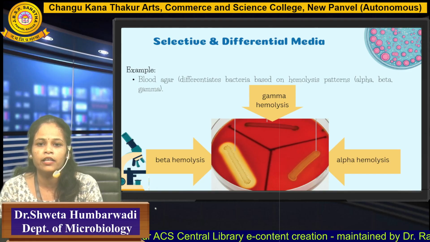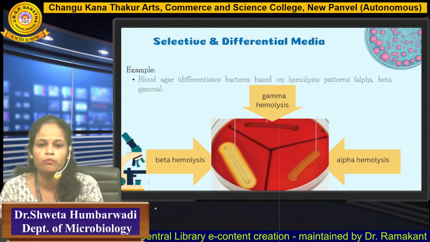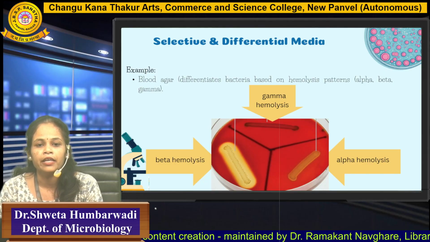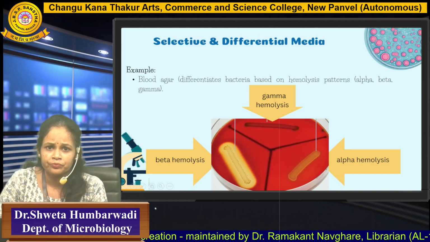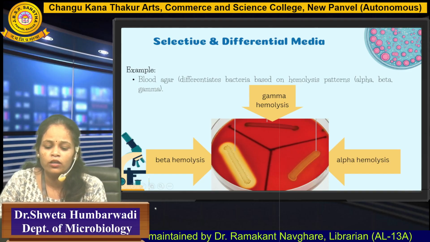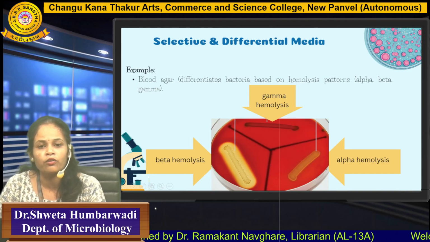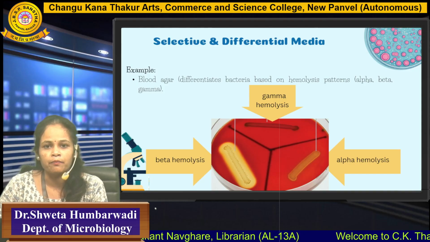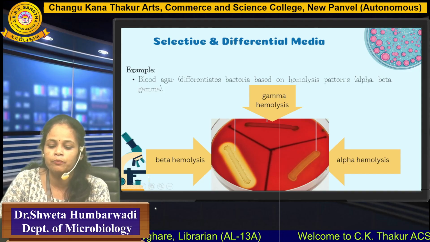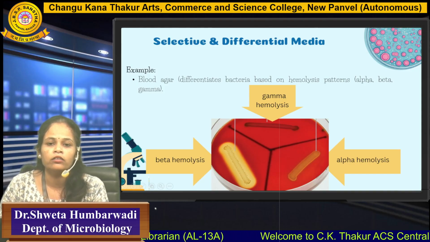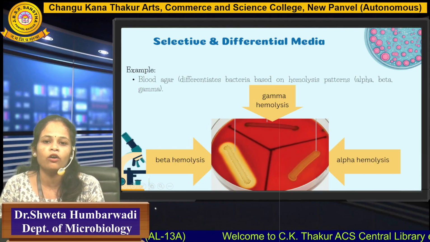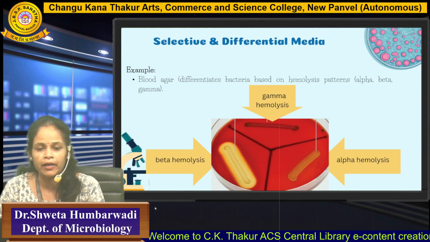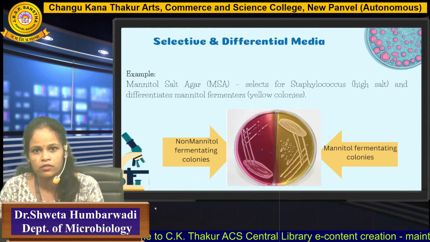In alpha hemolysis, the RBCs are partially broken down and we can observe a greenish zone around the colonies. In beta hemolysis, we can observe a clear zone around the colonies, where there is complete breakdown of the RBCs. And in gamma hemolysis, the organisms are not hemolytic, or they do not break down the RBCs, and such a pattern is called gamma hemolysis.